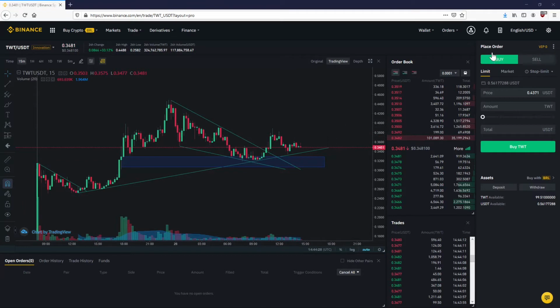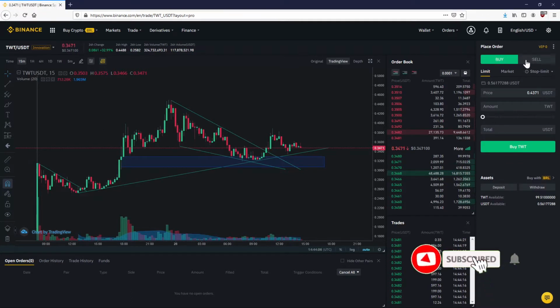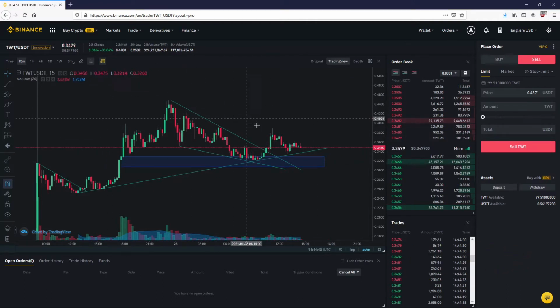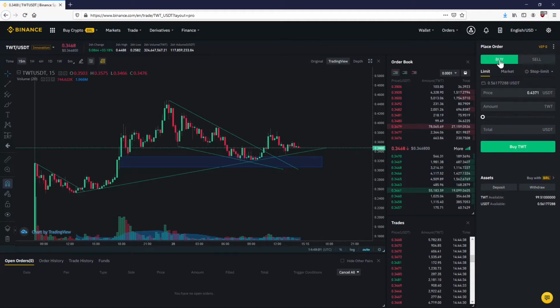So to start with, on this right hand side is where we have the place order tab. This is the buy tab and this is the sell tab. If you want to sell on the market, probably this is on the spot market, okay? If we have a coin like this and we want to sell, we come to the sell tab, and if we have Bitcoin or maybe USDT and we want to buy some coin like TWT, then we can do that on the buy tab.